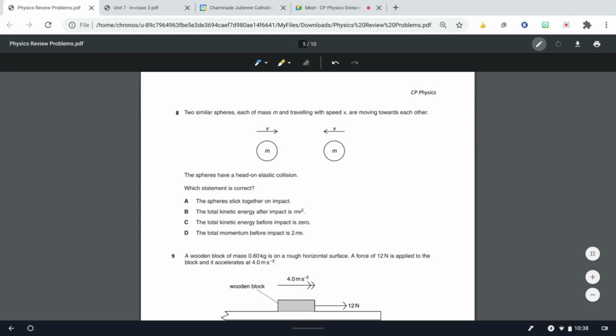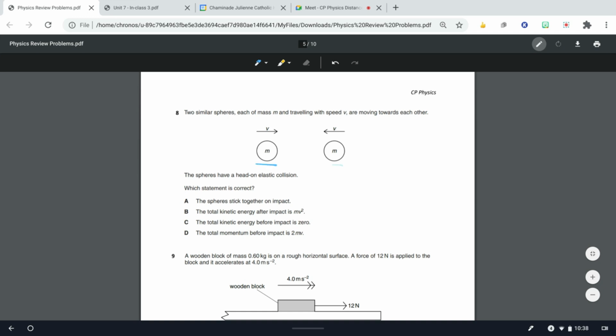Isn't it C? Well, would it be? I said D, but I don't think that's right. The total kinetic energy before impact is 0. Right. Let's see what happens.